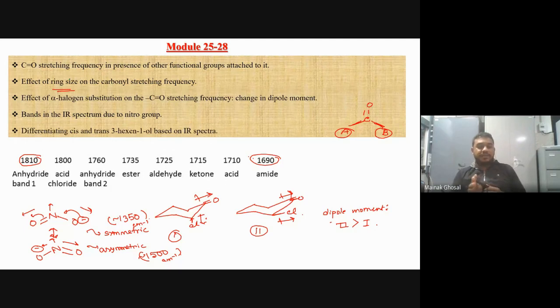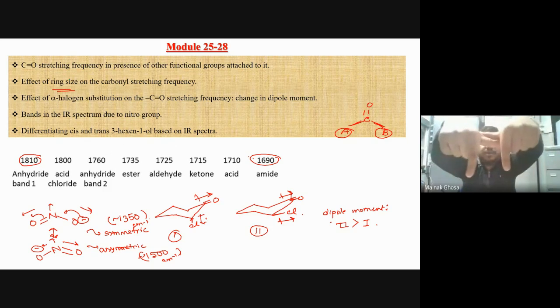Now differentiating cis and trans 3-hexen-1-ol based on IR spectra. This is well described by Professor Shankar Raman that in case of cis and trans, your dipole moment will be different. If you can follow my fingers, in cis these two groups will be like this, and in trans, they will be like this.